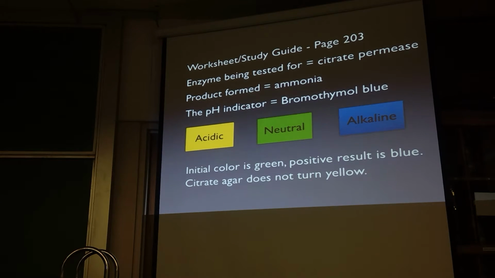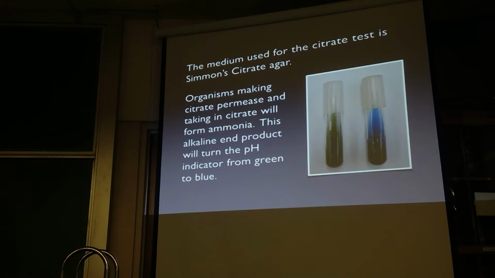The information about this, the worksheet study guide, is on page 203. The enzyme we're testing for is citrate permease. The product that's going to be formed if they can pull citrate into the cell is ammonia. And the pH indicator is bromothymol blue, the same one that was in the T7 medium and the OF medium. The only difference is that we're not going to see acid production in the citrate tube. We're looking for the production of ammonia, and that's very alkaline. So we're looking at the green to blue color change.